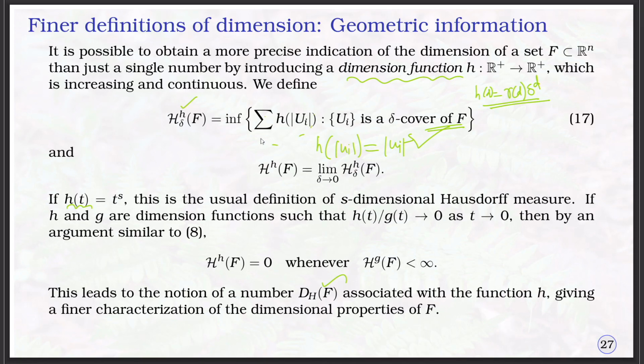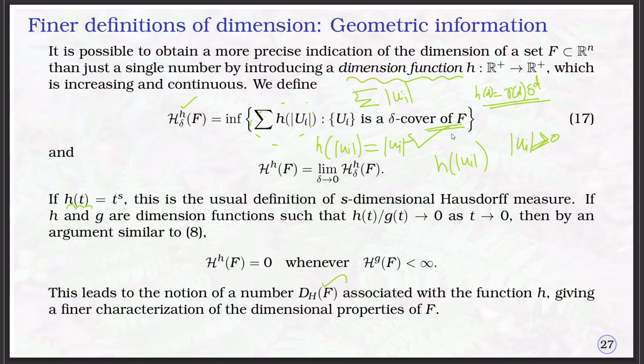The only change is in the summation: instead of simply taking the sum of the diameters of U_i, we apply this test function h to the modulus of U_i, that means the diameter of U_i. We know that the diameter of U_i is greater than or equal to 0. We are using the delta cover. In the general case, if you take h of t equal to t power s, then it coincides with our first definition.